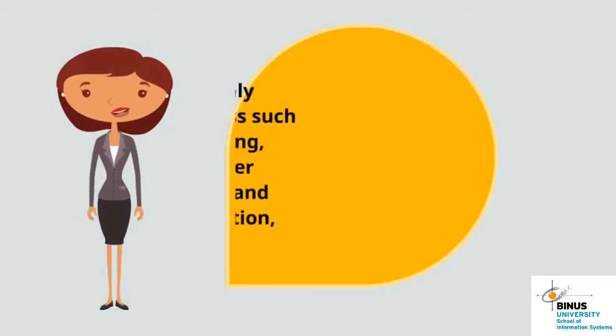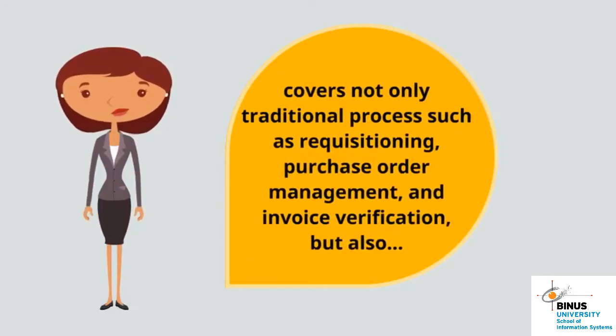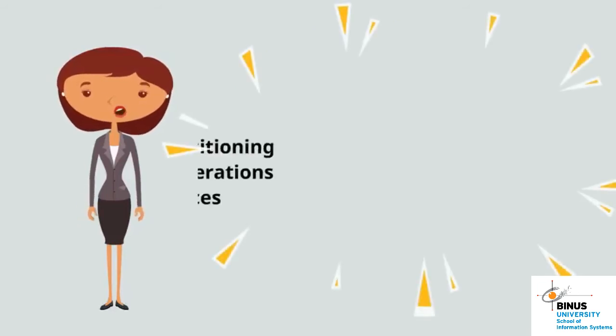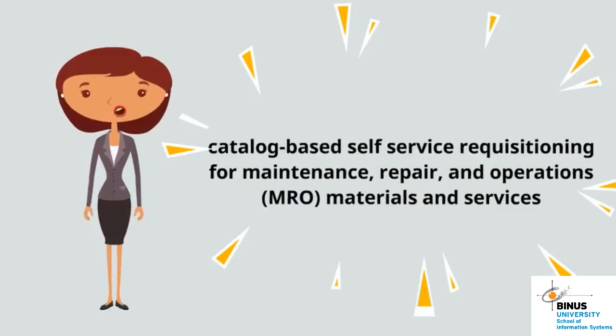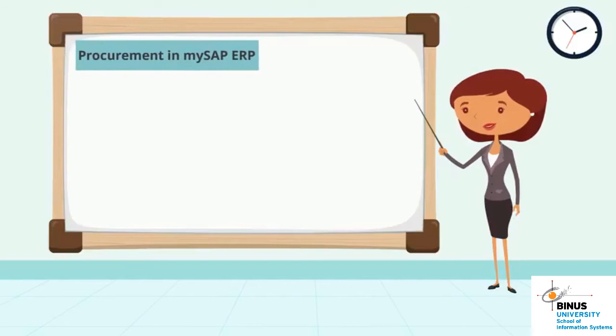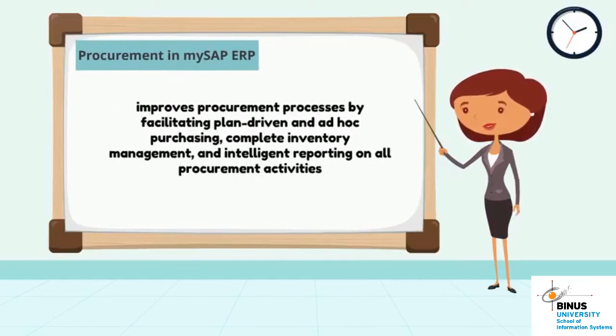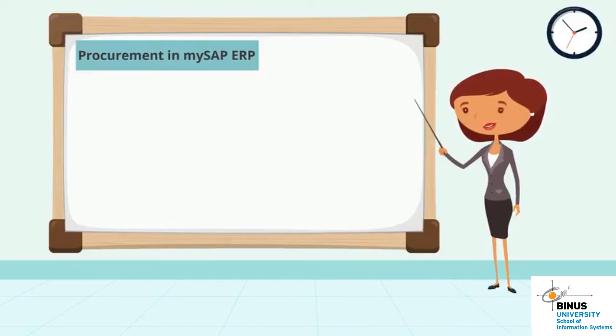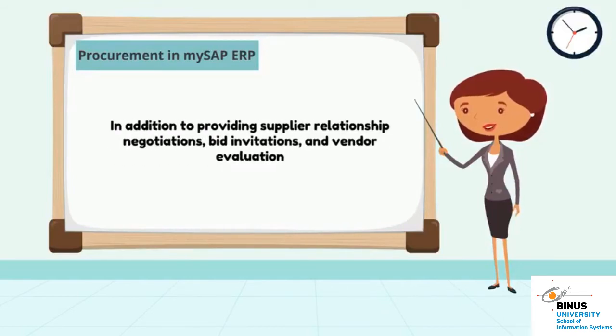Procurement in mySAP ERP covers not only traditional processes such as requisitioning, purchase order management, and invoice verification, but also catalog-based self-service requisitioning for maintenance, repair, and operation materials and services. Procurement in mySAP ERP improves procurement processes by facilitating plan-driven and ad hoc purchasing, complete inventory management, and intelligent reporting on all procurement activities, in addition to providing supplier relationship negotiations, bid invitations, and vendor evaluation.